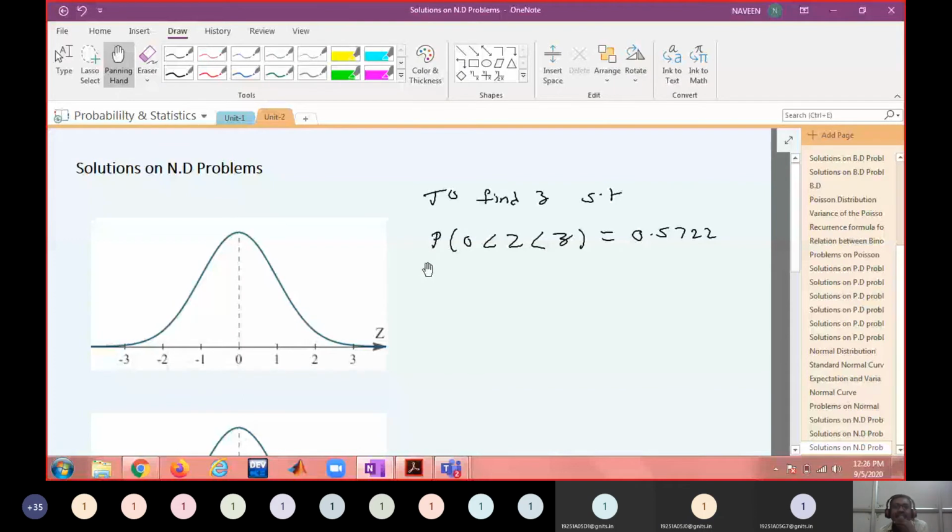Is this correct? Minus 0.23 to z. Minus 0.2, sorry.